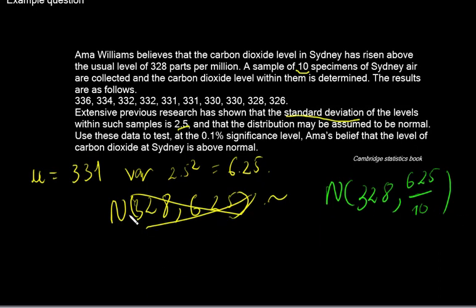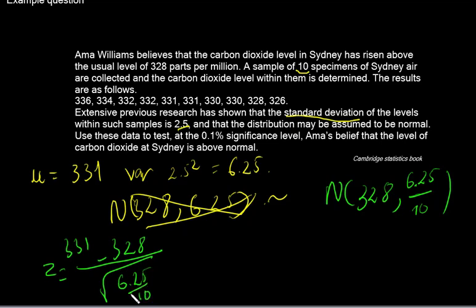So now we have the mean, we have the distribution, and we have the correct variance, so we can find the z. The z now is 331 minus 328 divided by the root of 6.25 over 10, because this is the variance and we need the standard deviation. So here's how you would do it, and the rest goes the way you usually do normal distribution problems.